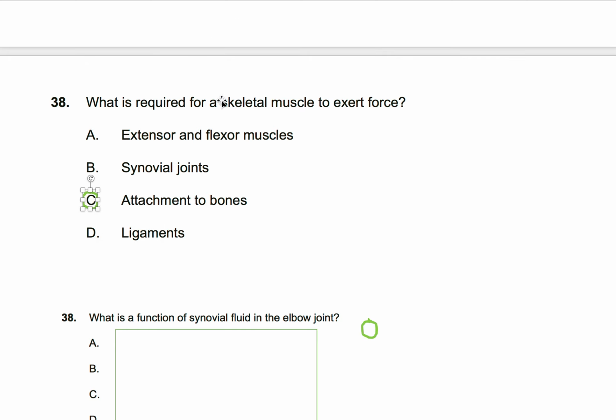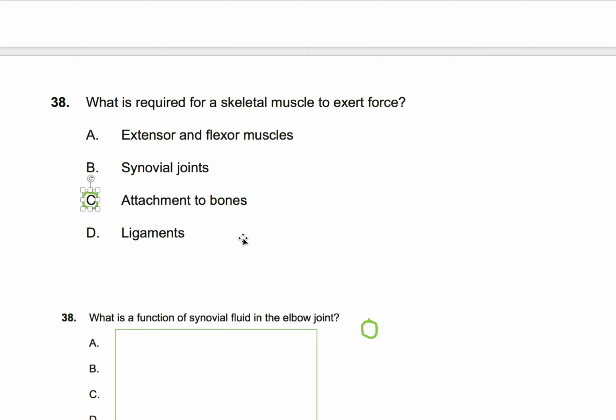It is required that skeletal muscle, remember, skeletal muscle is muscle that is on your skeleton, so muscle that you can control. So it's required that this skeletal muscle is on your bones, otherwise you can't create force or movement, okay? Muscle by itself is not enough. You need bones as well.